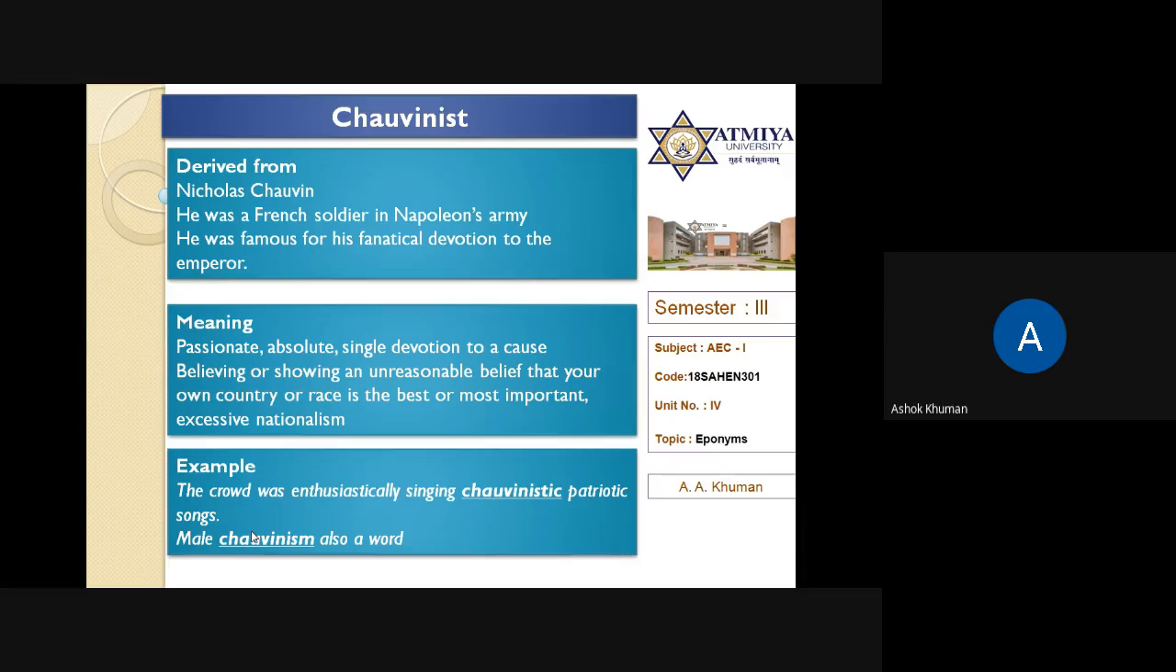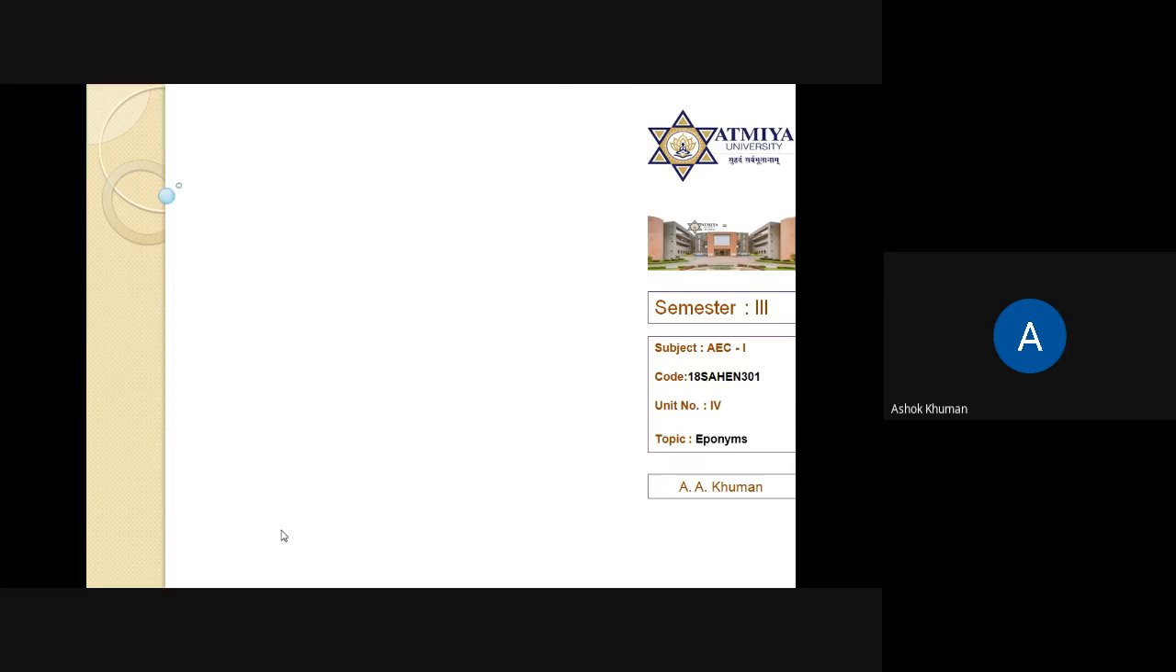And this is chauvinistic, meaning extreme love for anything that you do. It can be study, it can be nation, or it can be any book or movie. So strong devotion, absolute devotion for something is chauvinistic.